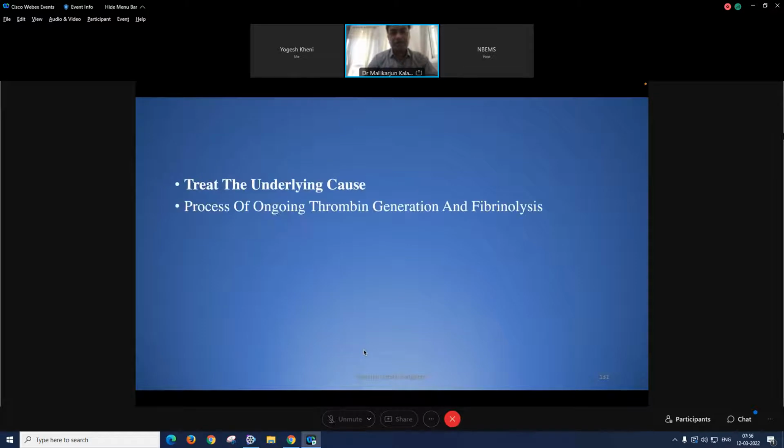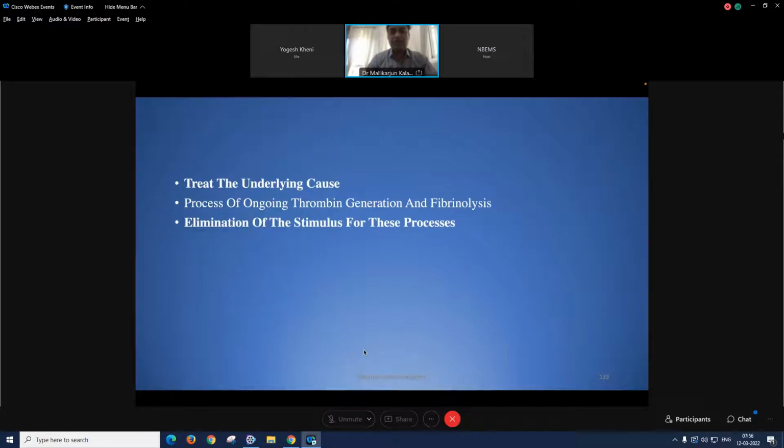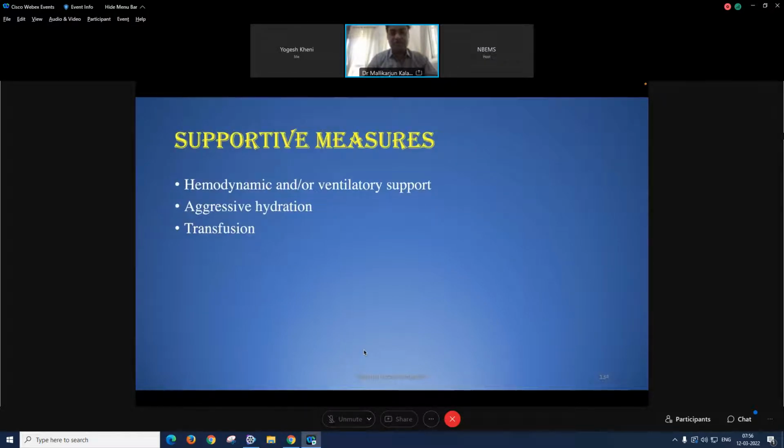How do you treat? Extremely important that we must treat the underlying cause. The process of thrombin generation and fibrinolysis has to be reversed, and the stimulus for the DIC has to be taken out. And supportive measures: one is hemodynamic and ventilatory support, very important. Aggressive hydration, strict intake output monitoring, and transfusion support.